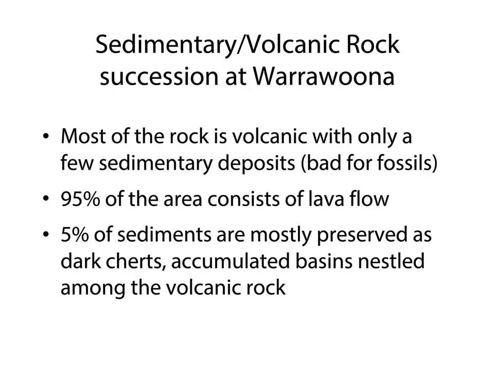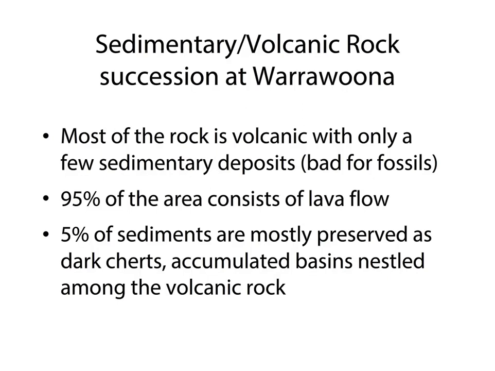So when it comes to the rocks at Warrawoona and the oldest outcrop, the thing to keep in mind, several things actually. Most of the rock is volcanic, okay, with only a few sedimentary deposits. You can imagine if it's volcanic, what type is that? Igneous is Latin for fire, so it's igneous rock, right? If it's volcanic, you can imagine there's not a lot of fossils in there, okay? And in fact, 95% of the area consists of lava flow. That's not much room for fossils, all right?